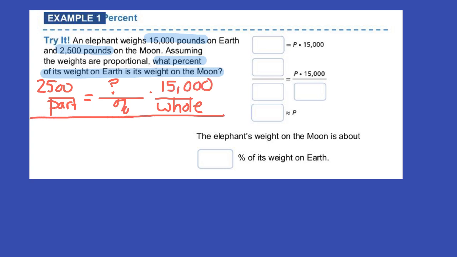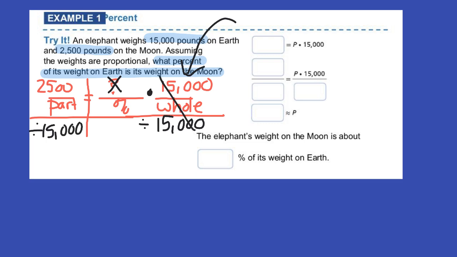This is a one-step equation. I would love for this 15,000 to go away so that my x is isolated. So I'm going to do the opposite. The opposite of multiplying by 15,000 is dividing by 15,000. But if I only do it to one side, my scale gets all weird, so I have to do it to the other side.